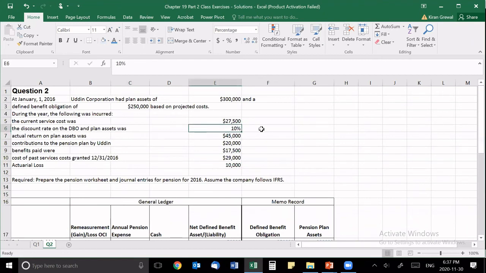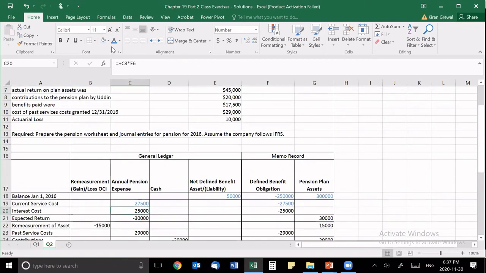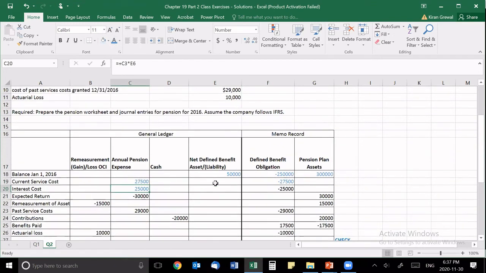So interest costs we can calculate. We're going to take our interest rate or discount rate, multiply it by our defined benefit obligation. So 25,000. It gets debited to our pension expense and credited to our liability. Okay, so current service costs and interest costs go into the same columns.